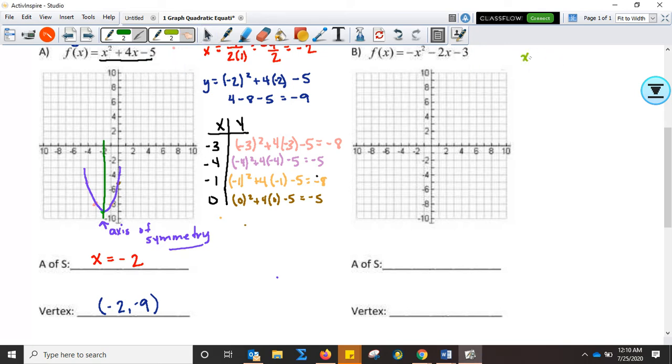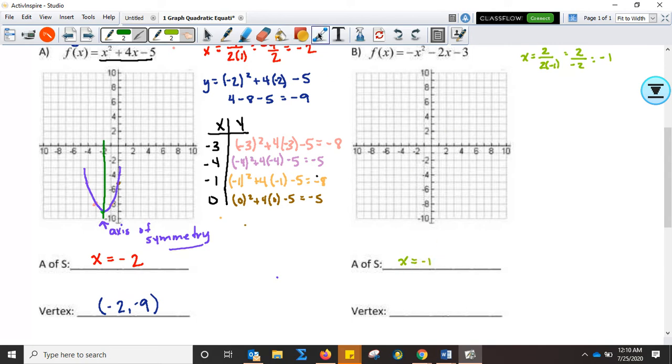So x equals -b over 2a. b is -2, so it's going to be +2 over 2 times -1. So 2 over -2, which is going to be -1. All right, now to find my y. So my axis of symmetry is x equals -1.